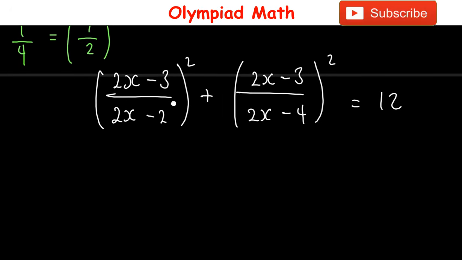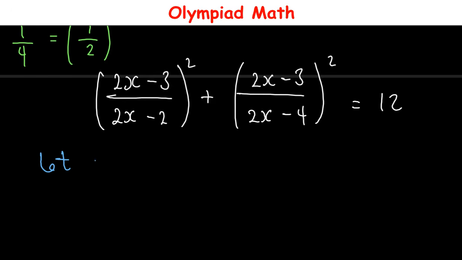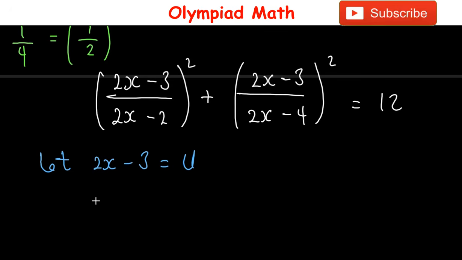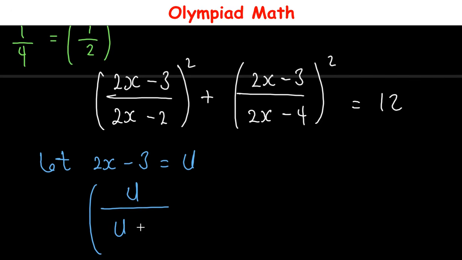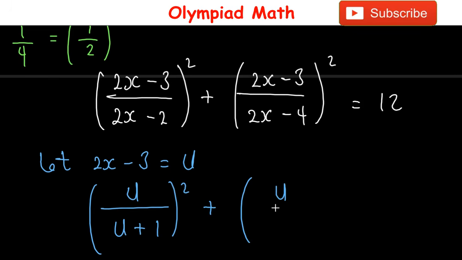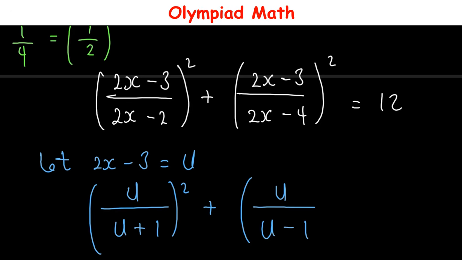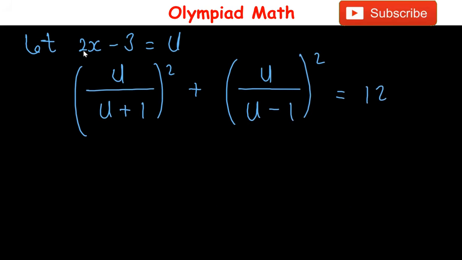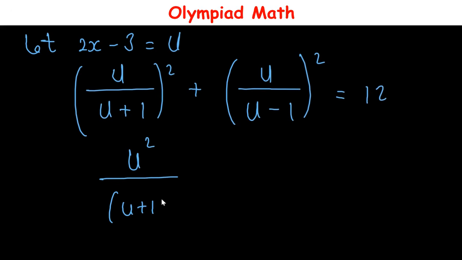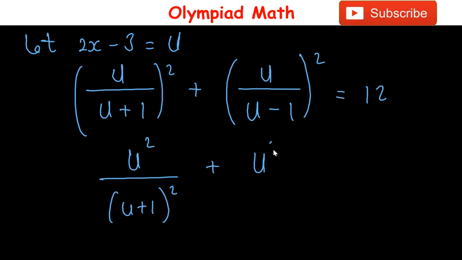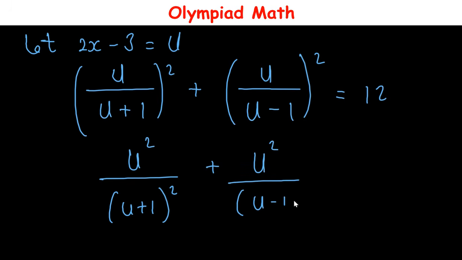Then at this junction, let 2x - 3 = u. So this equation becomes (u/(u + 1))^2 + (u/(u - 1))^2 = 12. We can then open the brackets such that we have u^2/(u + 1)^2 + u^2/(u - 1)^2 = 12.